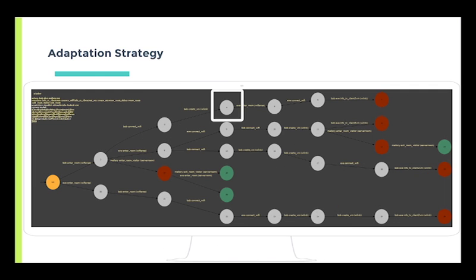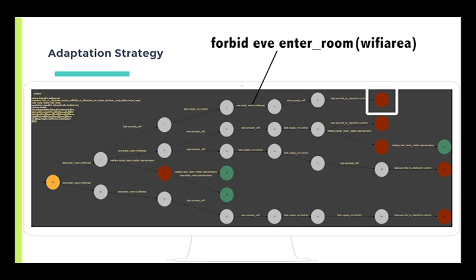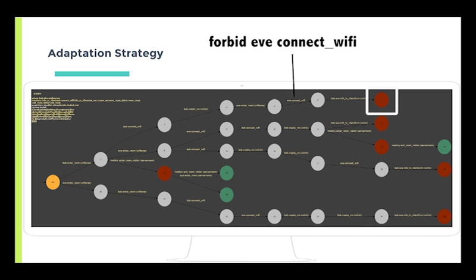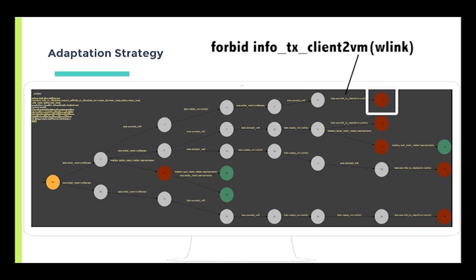Again, here is the adaptation strategy. If Eve, another employee, accesses the Wi-Fi area and connects to the network, and Bob transmits information to a virtual machine, confidentiality is breached. Possible adaptation actions may be in both the physical and the cyber domains. For example, Eve could perhaps be forbidden from entering the Wi-Fi area or connecting to the network, or alternatively, the ability to perform unencrypted communications is revoked.